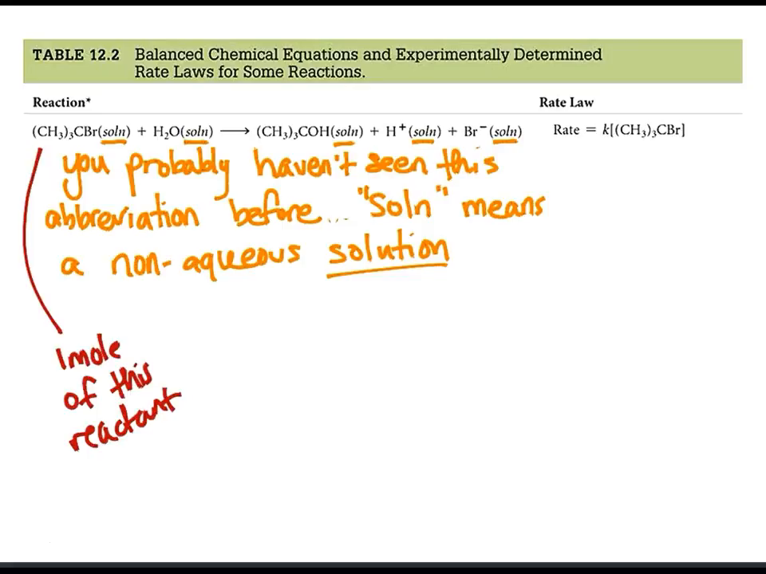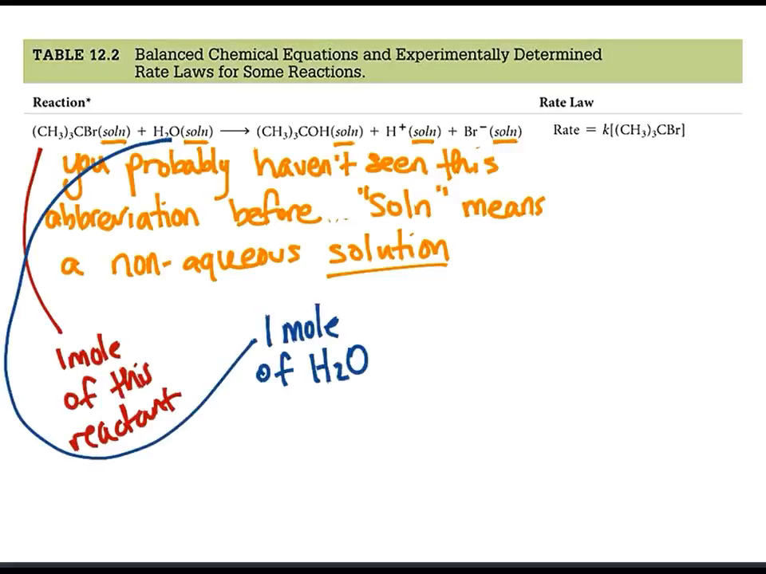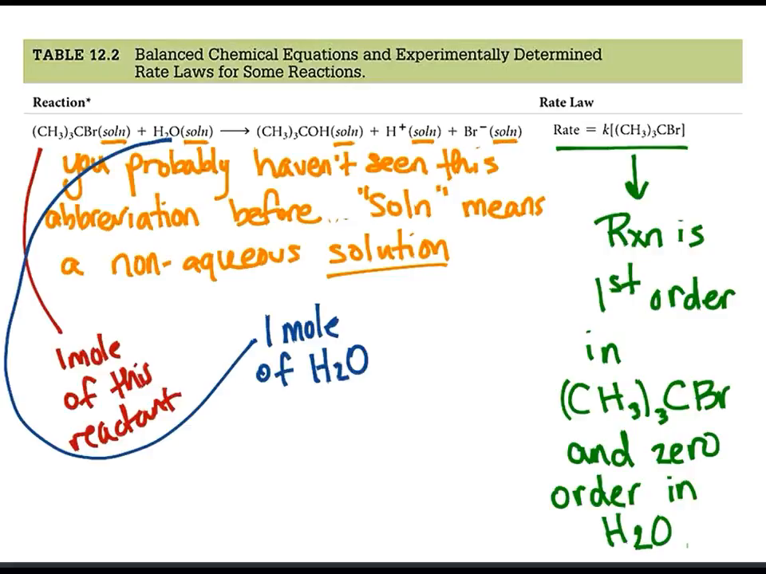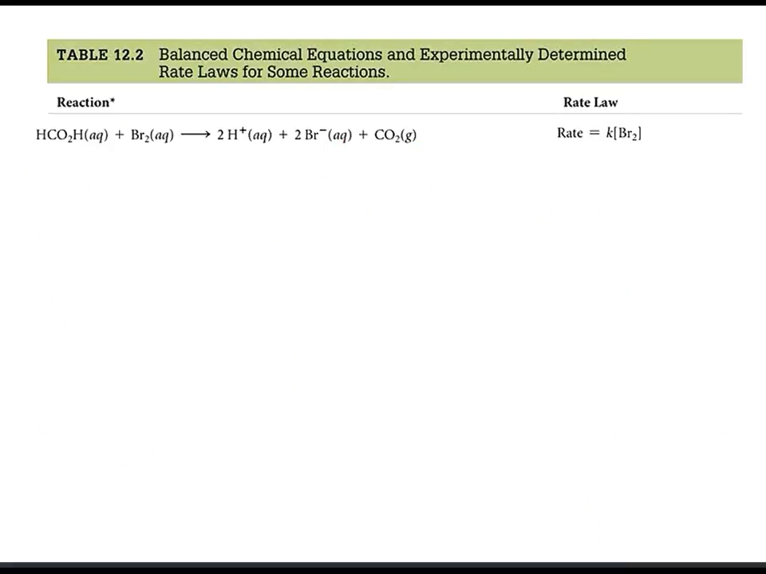What I wanted to tell you is that we have 1 mole of this first reactant. We have 1 mole of water. And then when we compare that to the orders in the actual rate law, which is listed on the right, it is first order in the first reactant and 0 order in the second reactant. And you know it's 0 order because that reactant doesn't appear.